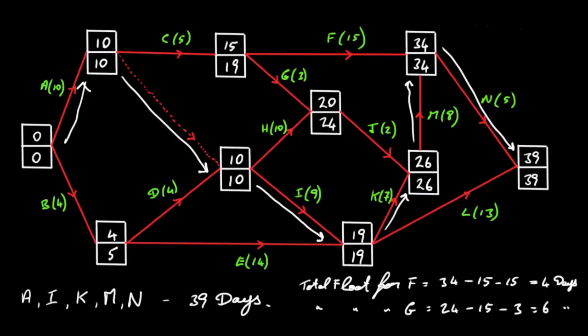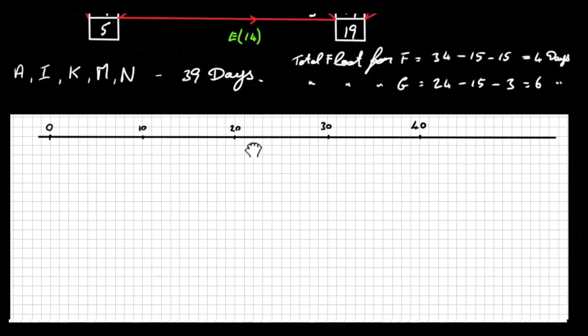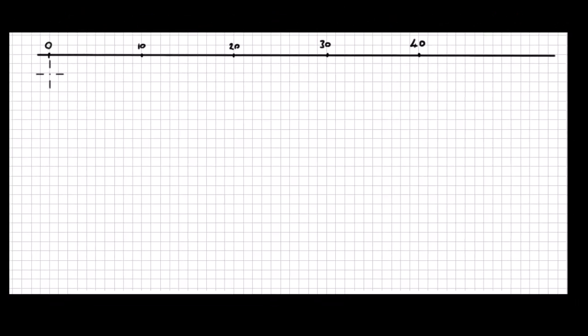Okay, so the next step in this process is to draw a cascade chart, or a Gantt chart as it's called. So what we're going to do first is have a look at the critical path in this network. So the critical path is from A down to I, K, M, and N. So we're going to draw that in first in our Gantt chart. So we're going to start at 0 and go up to 10 for A. So let's do that. We're going to start at 0 and go out to 10.